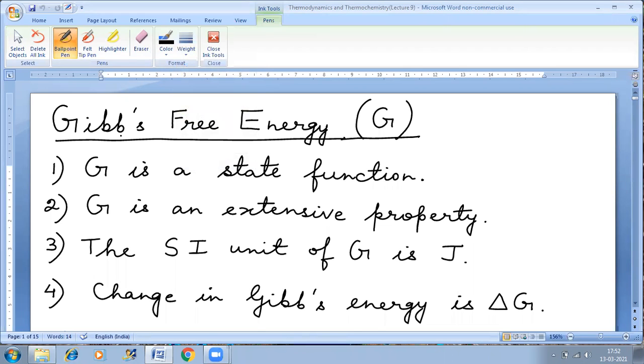G is a state function, so it will depend only on the initial and final states of the system. G is an extensive property, which means that G changes if the number of moles changes. The SI unit of G is joule because it's a form of energy, so the SI unit has to be joule.